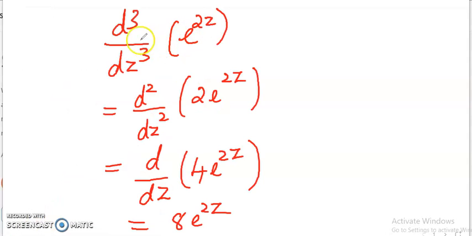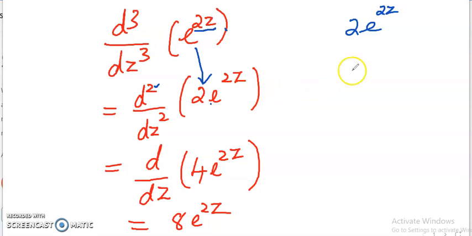Okay, let me explain that. If you differentiate it 3 times, because cube is here, what will be the first derivative of this? E power 2z derivative is e power 2z. Then you have to differentiate the power 2 into 1, right? So you get 2 e power 2z, that is the first derivative. So cube will become square now because we have differentiated one time.